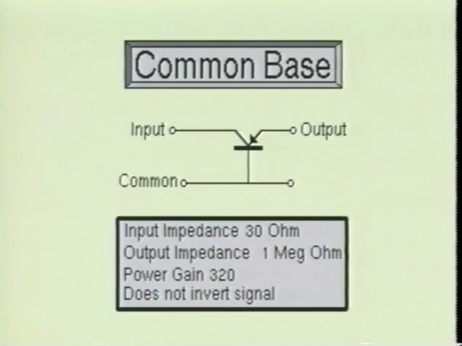The common base circuit, on the other hand, will have a typical voltage gain of 327 and a current gain of less than 1. This gives the common base a power gain of approximately 320. The input impedance of this circuit is about 30 ohms, and the output impedance will be about 1 megohm. The common base is normally used for very high frequency voltage amplification situations.